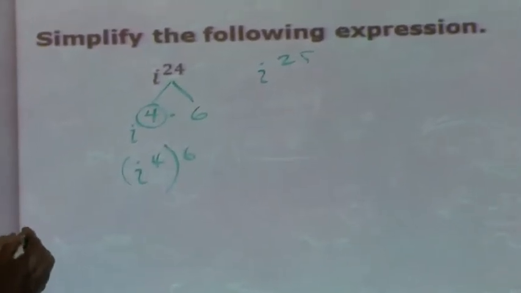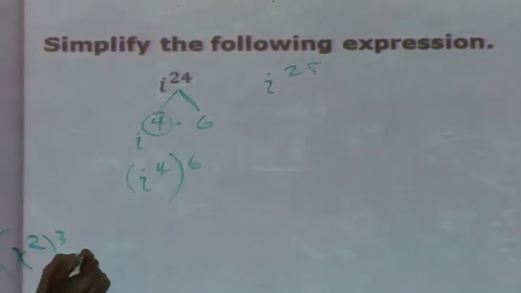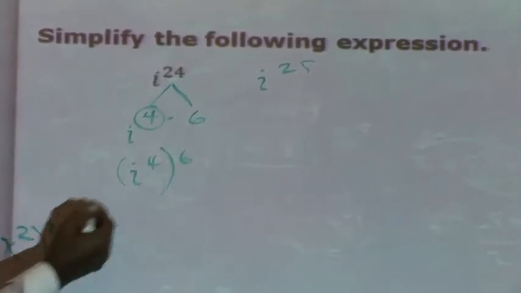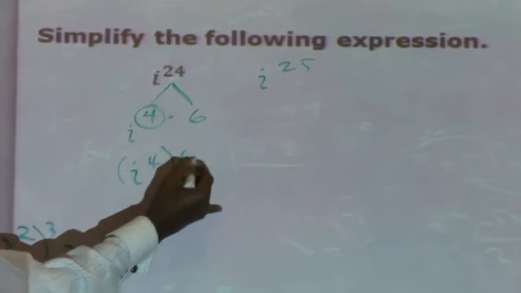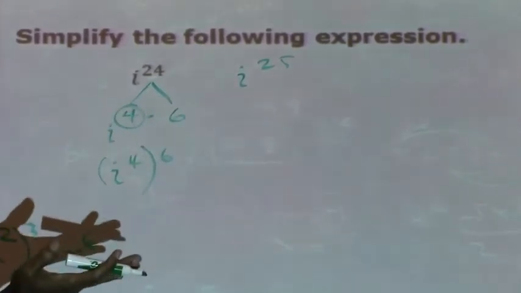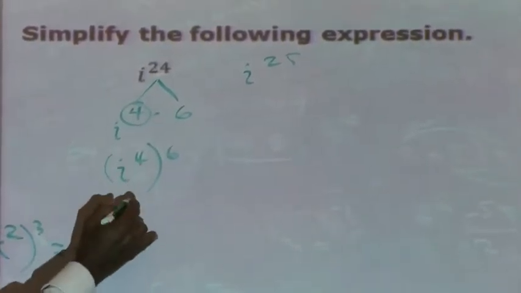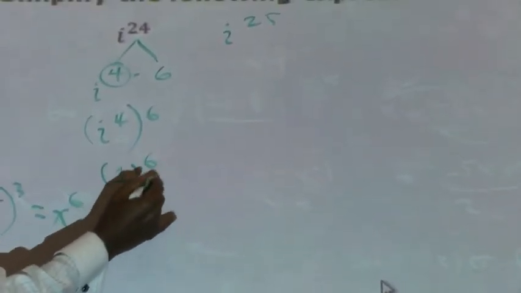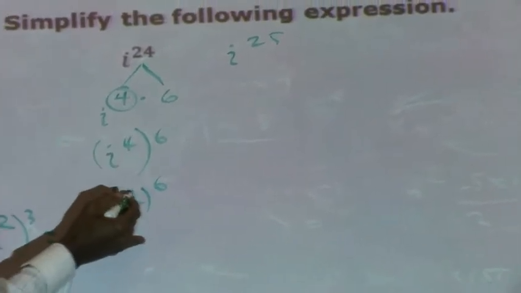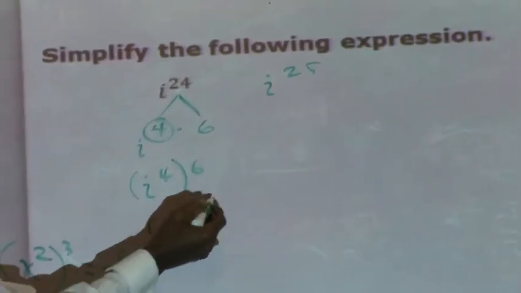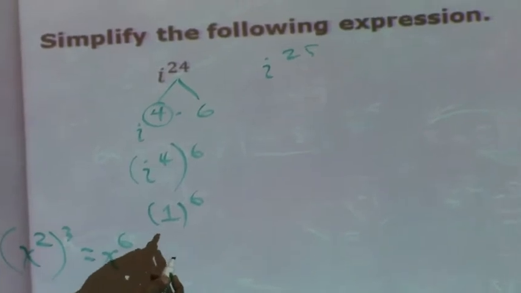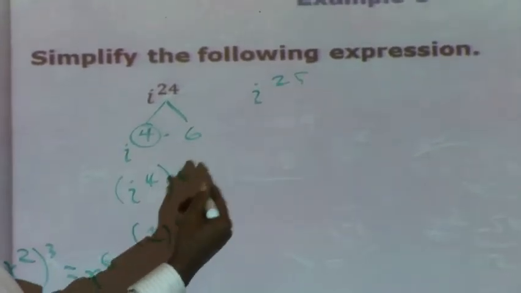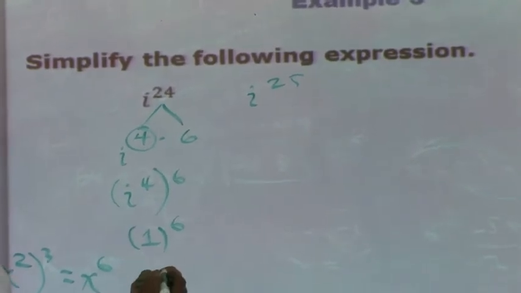Why can you do that? Because that's locally 8 now. And when you raise a power to a power, you're just multiplying those two numbers together. Here's the beauty of this. i to the 4th power is equal to 1. Instead of i to the 4th power, you really just have a 1 raised to the 6th power. So that's huge. 1 raised to any power is 1 times 1 times 1 times 1 times 1, which equals just a 1.